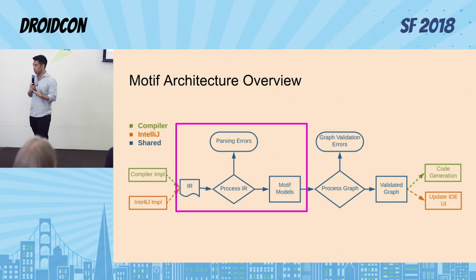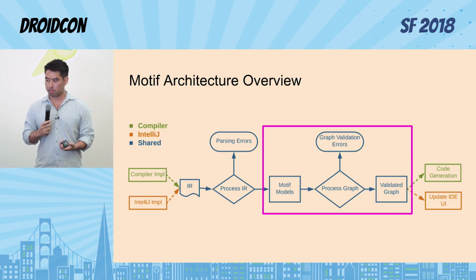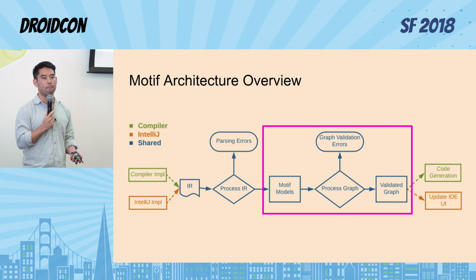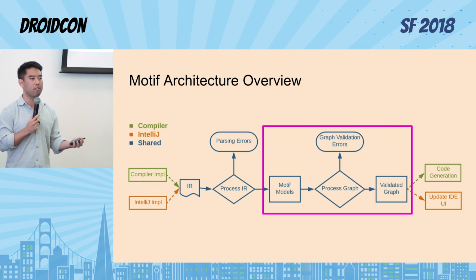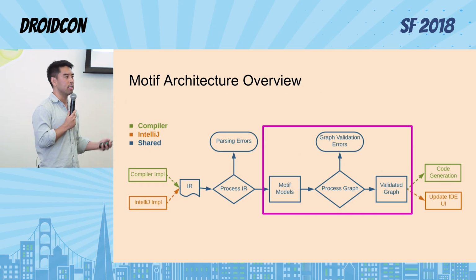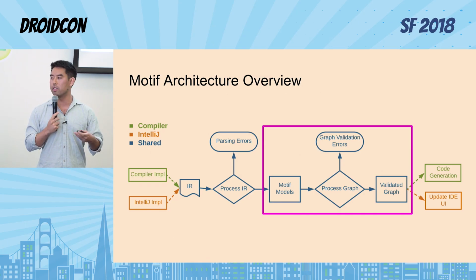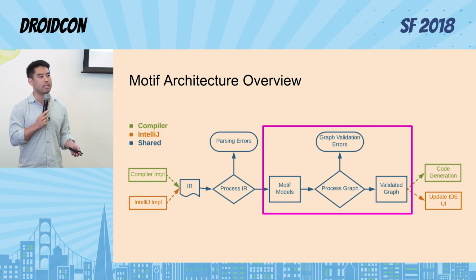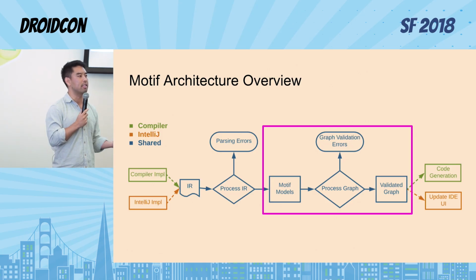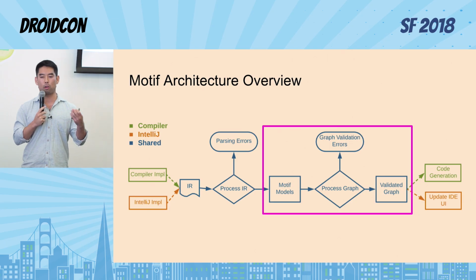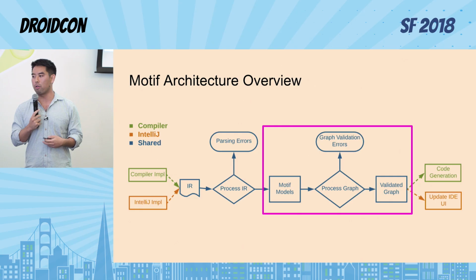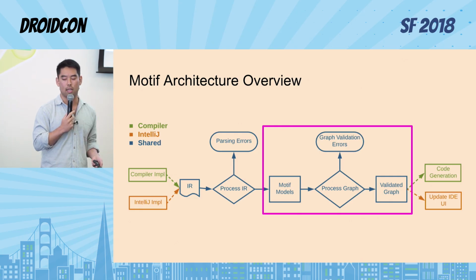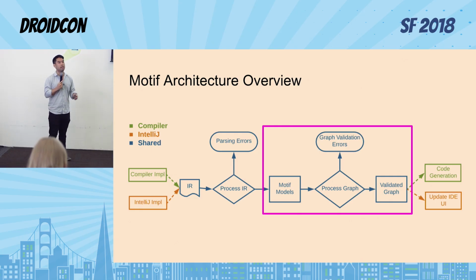So once we've got these Motif models, kind of these Motif primitives, we process it into a validated graph. Because before this process graph step, we didn't know what the dependency graph looks like. So that's what we construct here. We construct an in-memory representation of the dependency and the scope graph. And this is also where we catch things like missing dependencies. So if we've defined a scope that requires dependencies that aren't satisfied by any of its parents or ancestors, then we'll throw a missing dependencies error in this step here. We'll also catch things like dependency cycles or scope cycles, which aren't allowed.